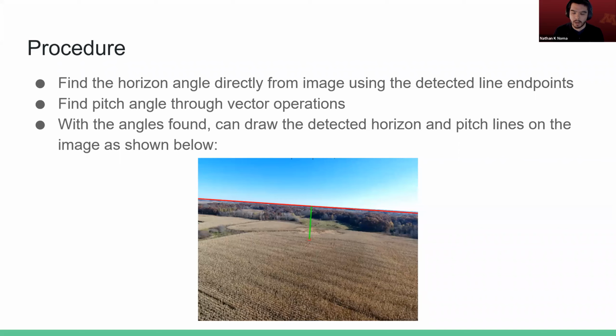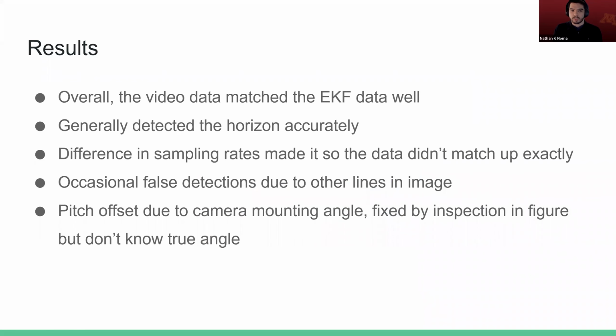And then we could draw it back onto the image as shown below. So you see that, at least for this frame, it yielded a very good general idea of where the horizon was. For the results, overall, the video data matched the EKF well. It detected the horizon accurately for the most part.